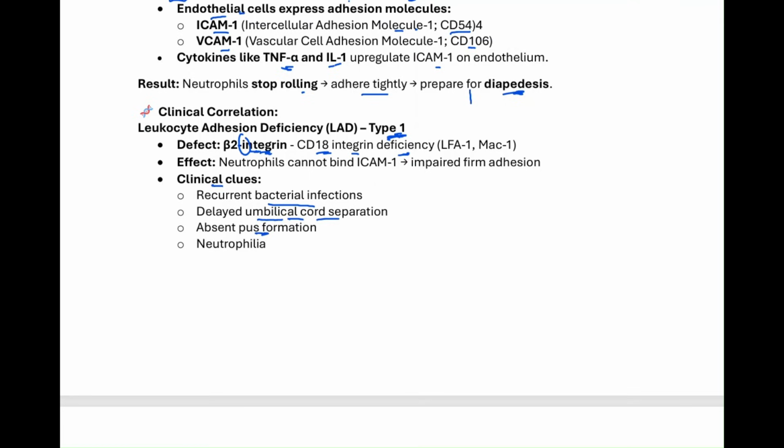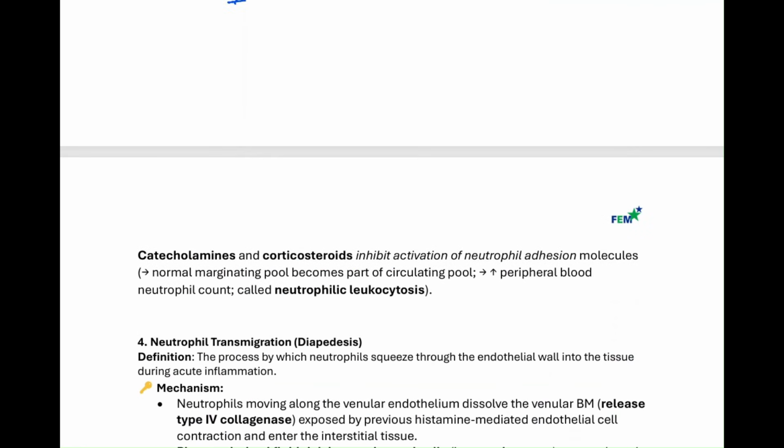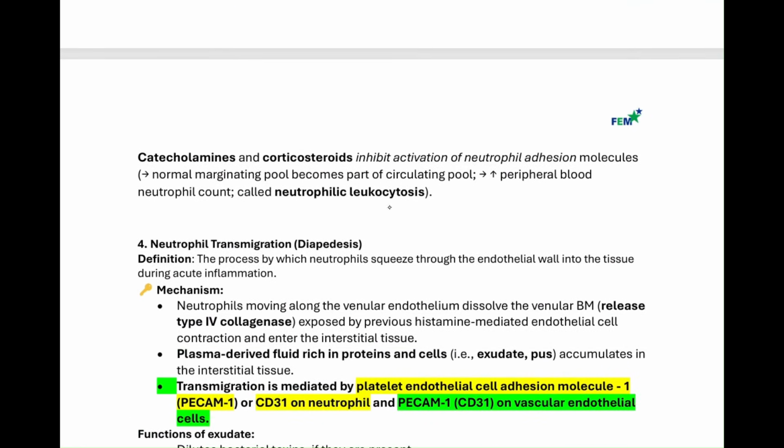And then when you look at the site of where the bacteria is, there will be absence of pus formation, because neutrophil cannot get to that site. And of course, because all the neutrophils can't adhere to the wall, they are all in circulation, and that will lead to what? Neutrophilia in those patients. Very good. And then, like I mentioned earlier, corticosteroid, catecholamine, they inhibit what? Adhesion molecule.